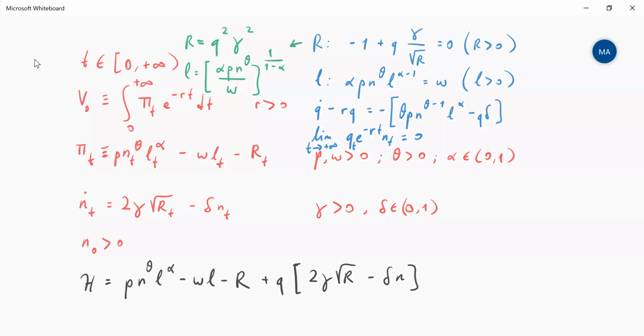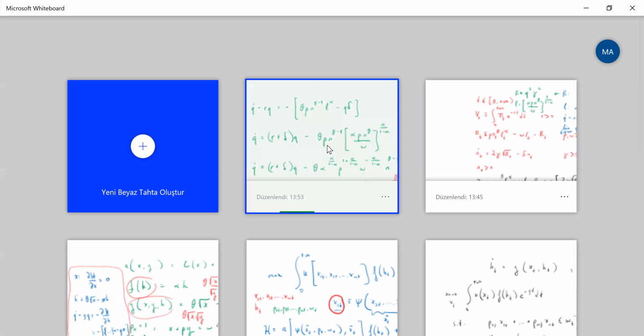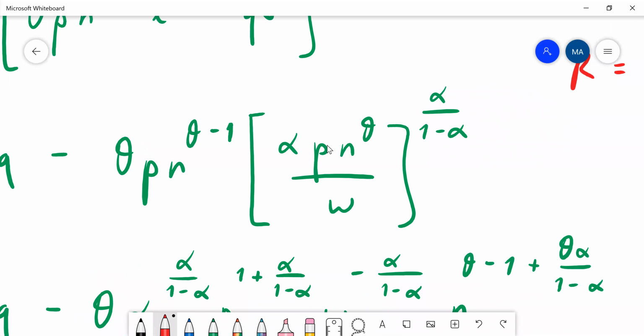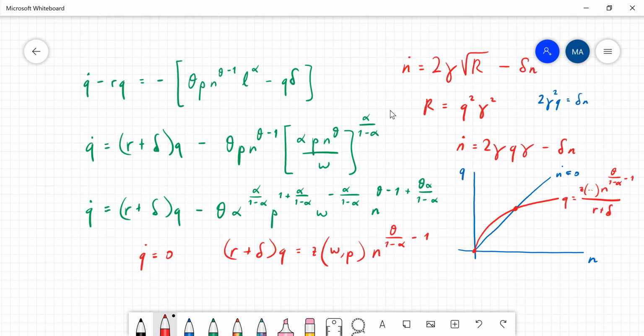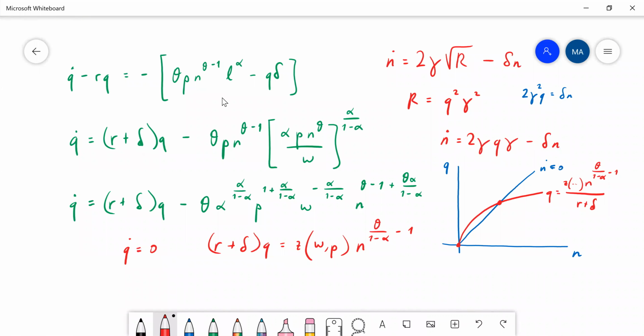So then we can substitute these things in the co-state equation. So this is your co-state equation again. You can replace L in your co-state equation. This is L to the alpha, this part. Then you write the co-state equation this way.